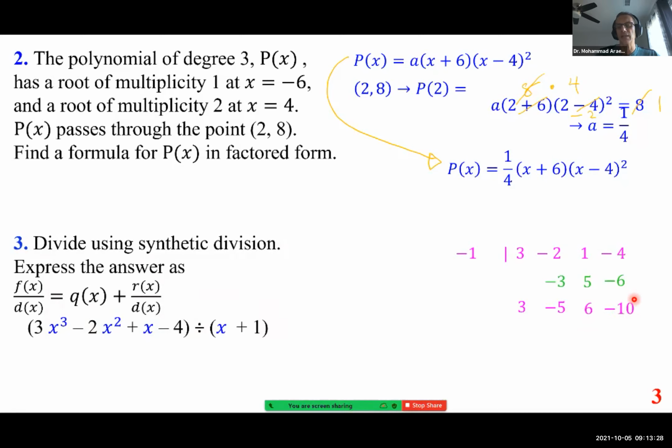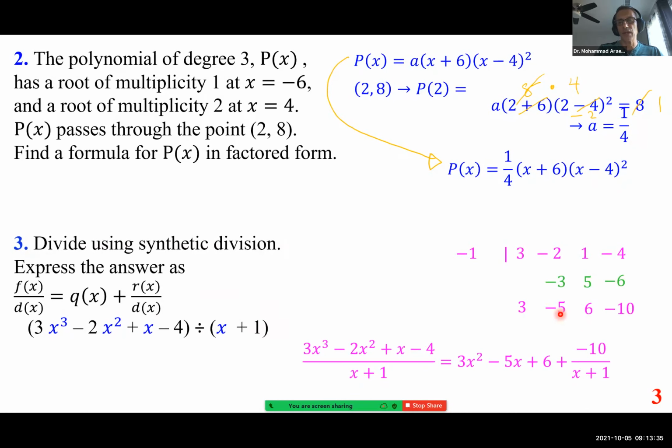This is the remainder. So we write it as such: 3x squared minus 5x plus 6, and then negative 10, and you divide by x plus 1, whatever your divisor is. You could also write this one as negative and this one as positive, but on purpose, I wanted to keep it in this format so it will be absolutely clear as to what we are doing here. Synthetic division, everybody.